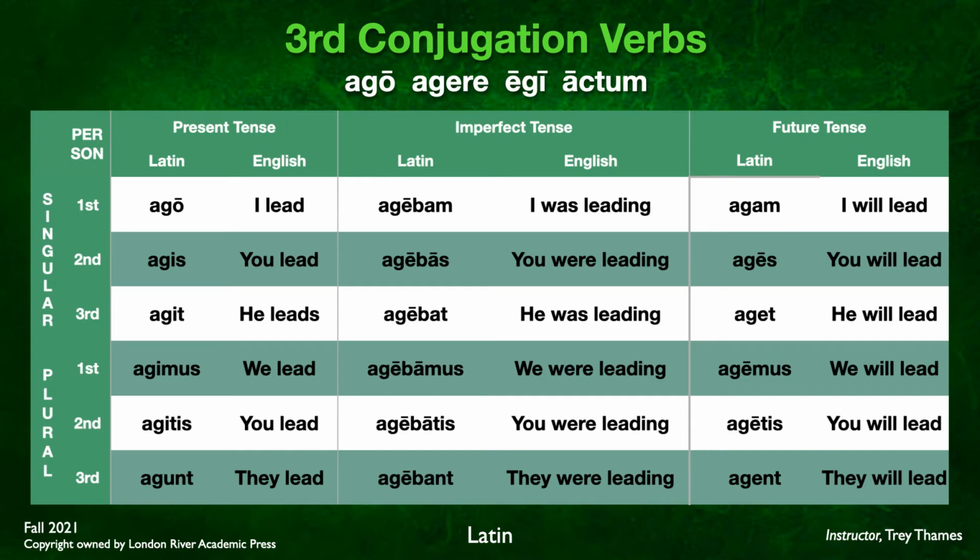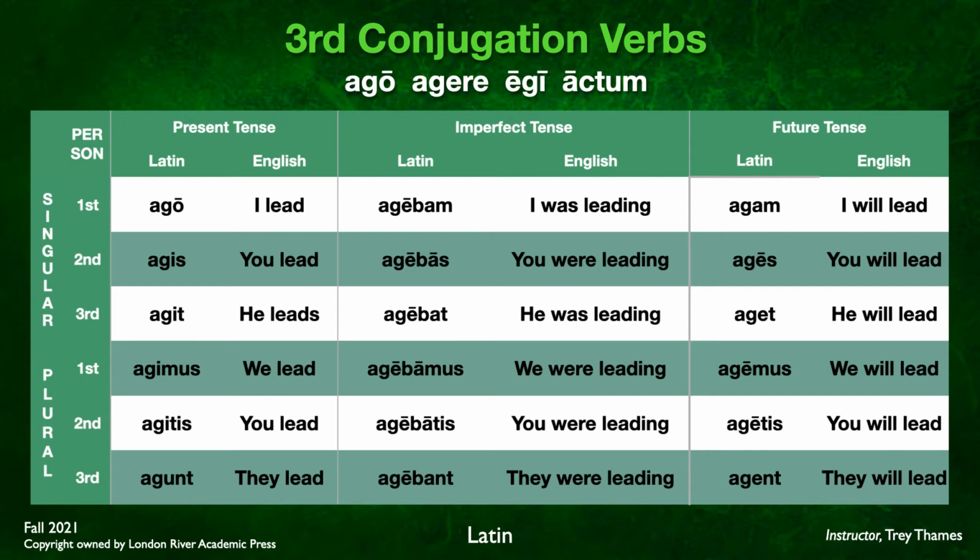Now let's look at, again, present tense. We have ago, agis, agit, agimus, agitis, agunt. That short E from agere, second principal part, RE drops off. The E shifts to an I. It drops away in the first person singular, and then in third plural shifts to a U. So we end up with agunt.